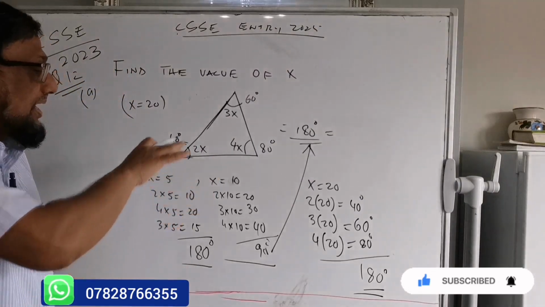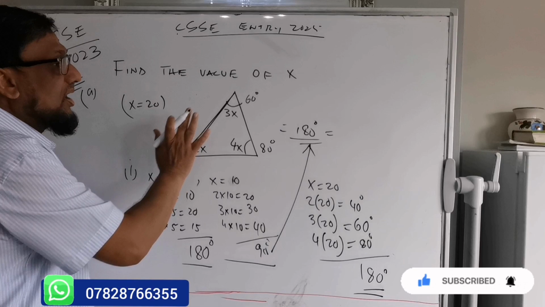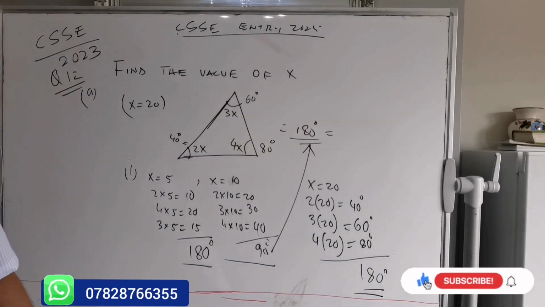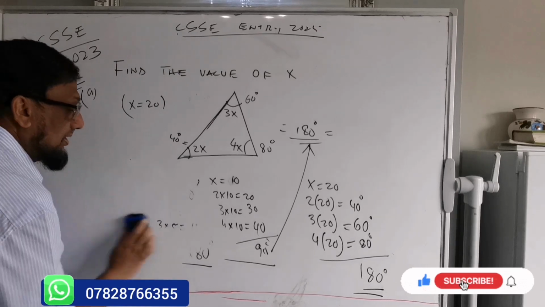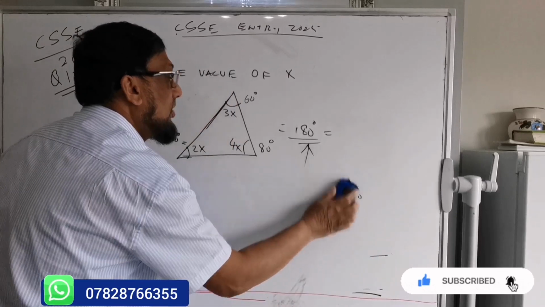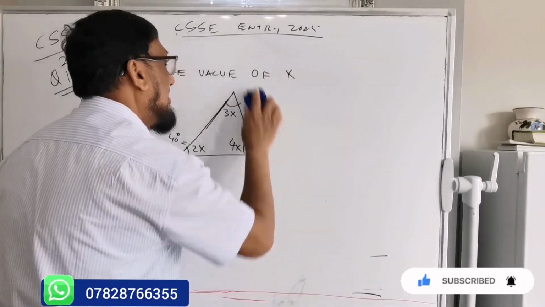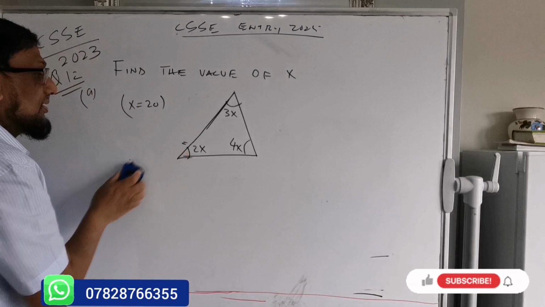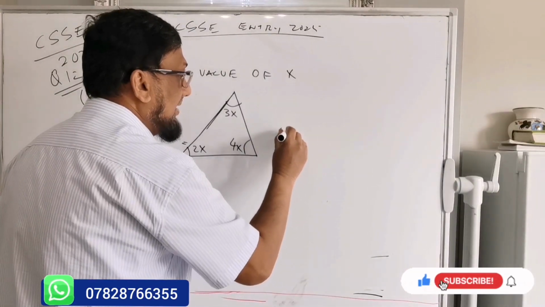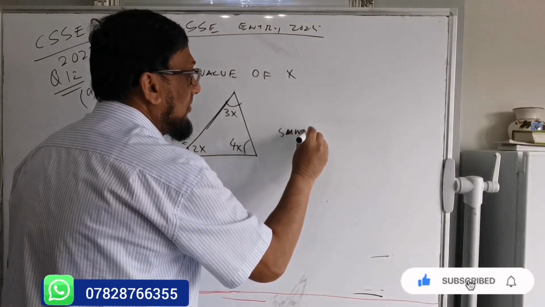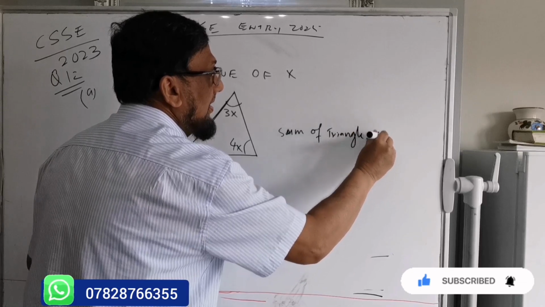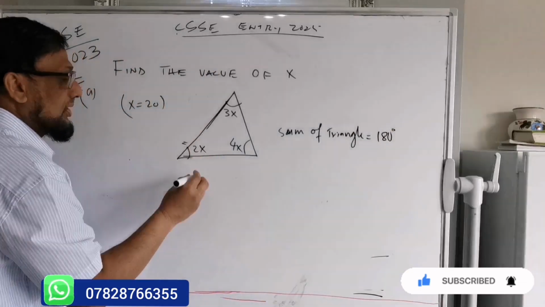Now the real method. It says the sum equals 180 degrees. I'm going to erase this one and go to the second method. It's very simple, very easy. We know that the sum of a triangle, first of all, the sum of a triangle equals 180 degrees. Very simple.